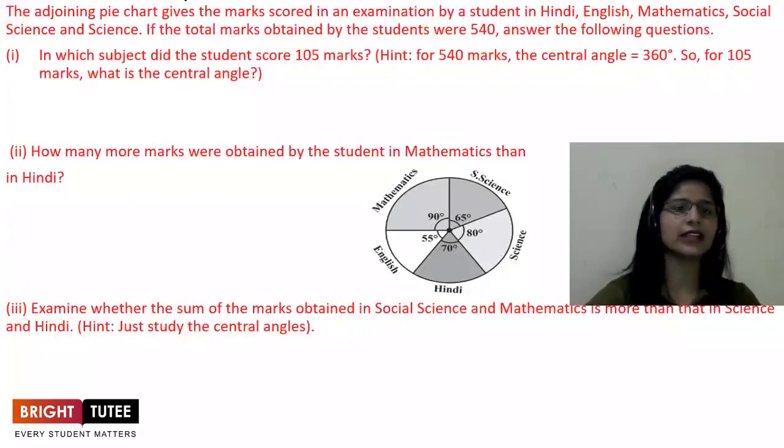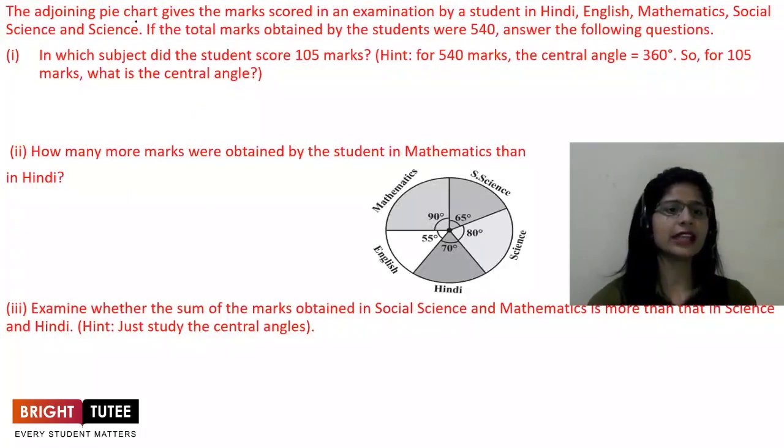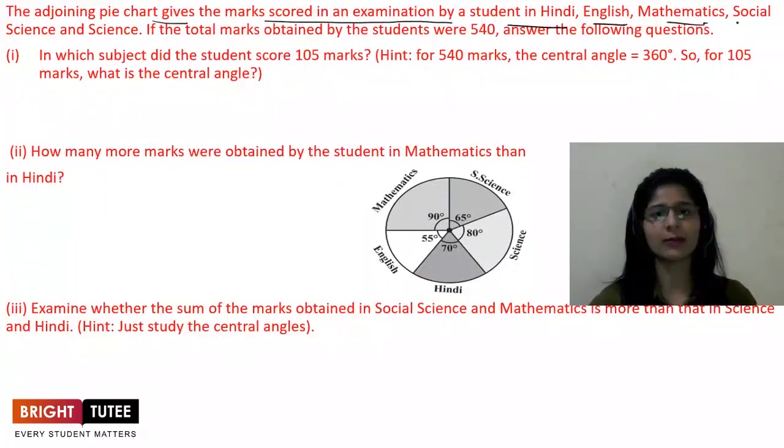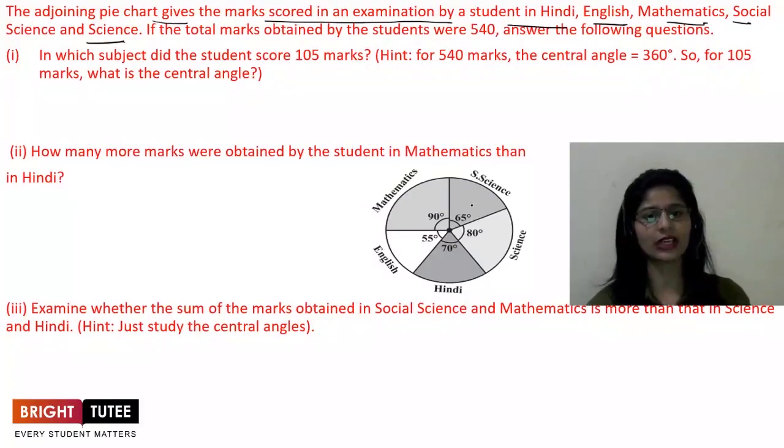Let us move ahead. Here if you see, they are saying the adjoining pie chart gives the marks scored in an examination by a student in Hindi, English, mathematics, social science and science. So these are as shown in the graph. You can see mathematics 90 degrees, social science 65 degrees, science it is 80 degrees, Hindi 70 degrees and English 55 degrees.